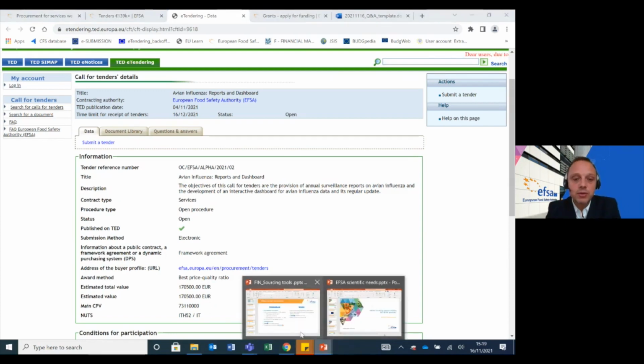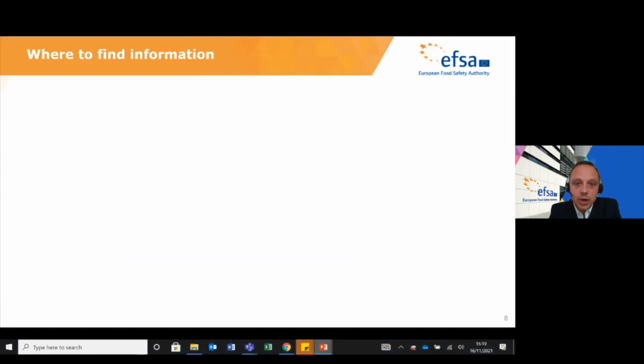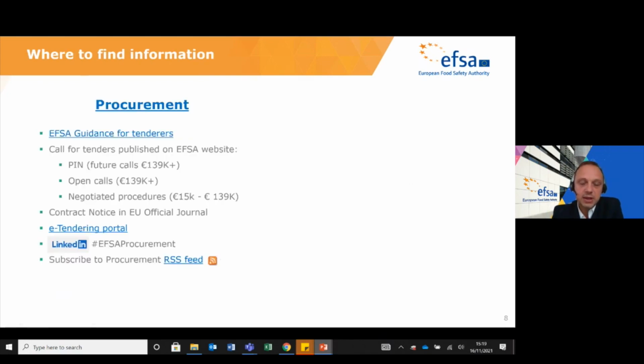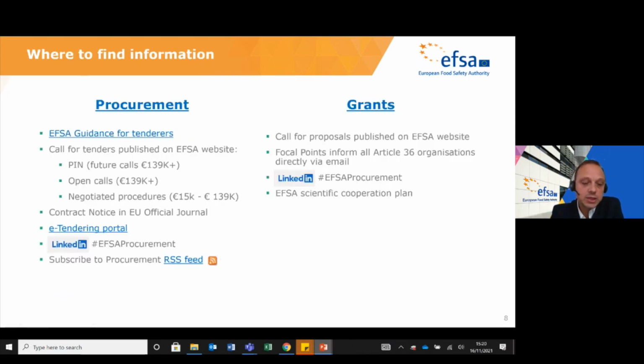Now, if you go back to the slides, we can look into the grants, where to find the information about the grants. All EFSA grants are published on the EFSA website in another section. We will see that in a minute. And the guide for application is published alongside each call for proposal. In addition to that, as soon as EFSA publishes a call for proposal, we also inform the focal points directly via email, so that they can proactively disseminate the opportunity within the network of Article 36 organizations in their country.